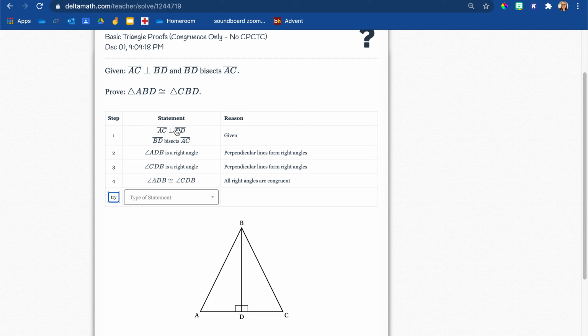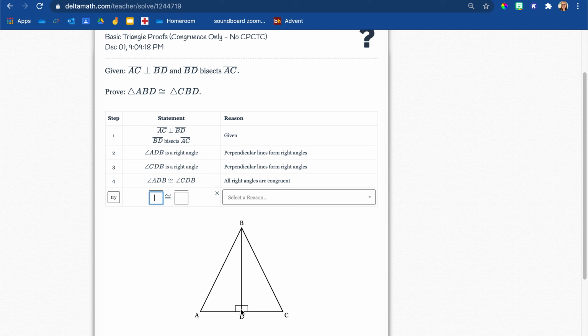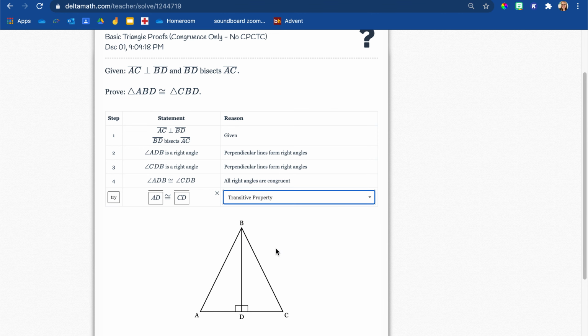The next statement that I want to work with, because I've done everything I can with these being perpendicular, is the fact that BD bisects AC. Now, a bisector cuts a segment into two congruent segments. So we're going to say that segment AD is congruent to segment CD. So AD and CD, and maybe I picked the wrong reason here.